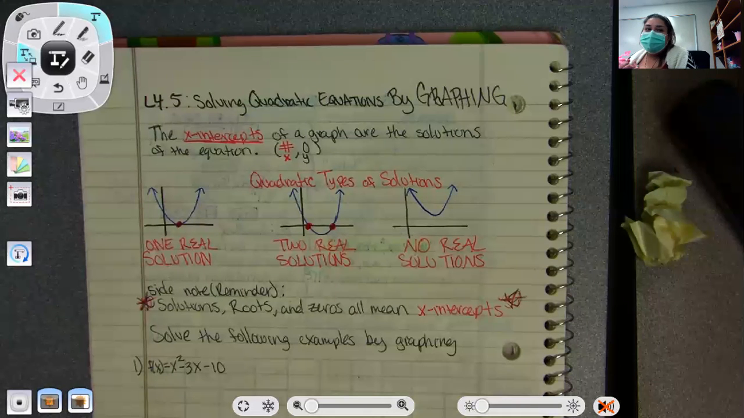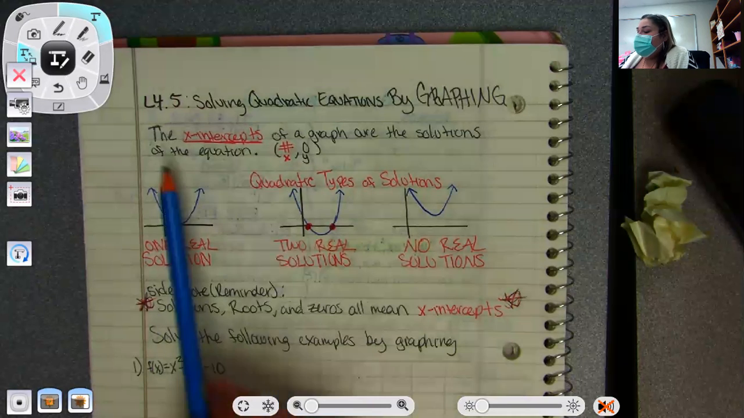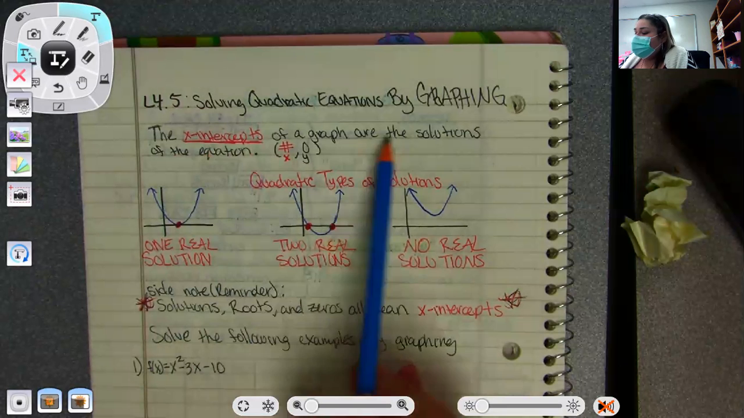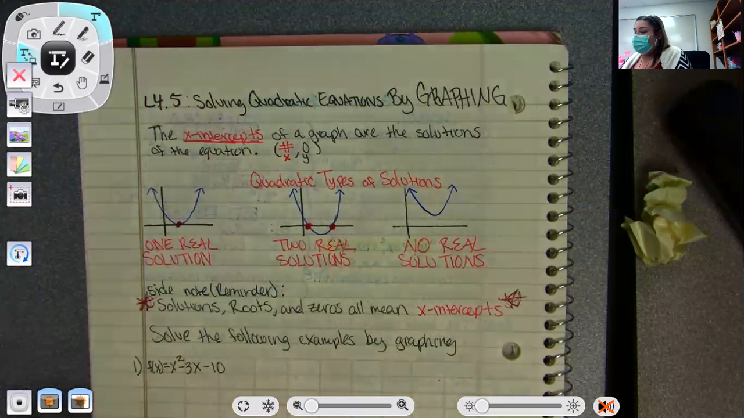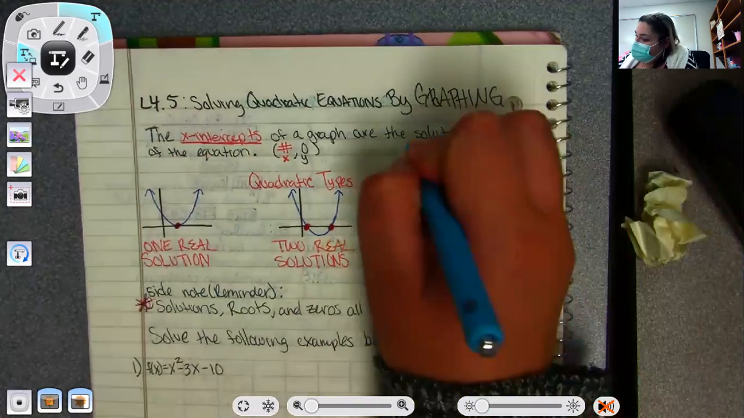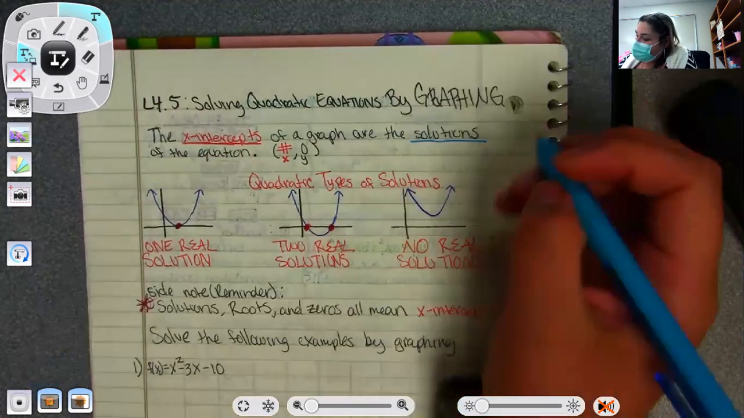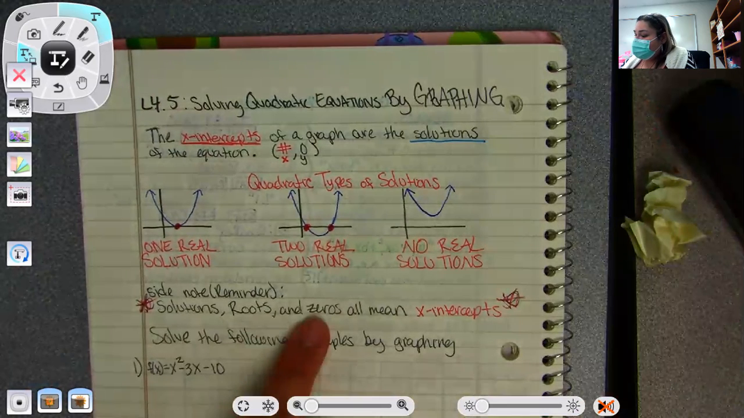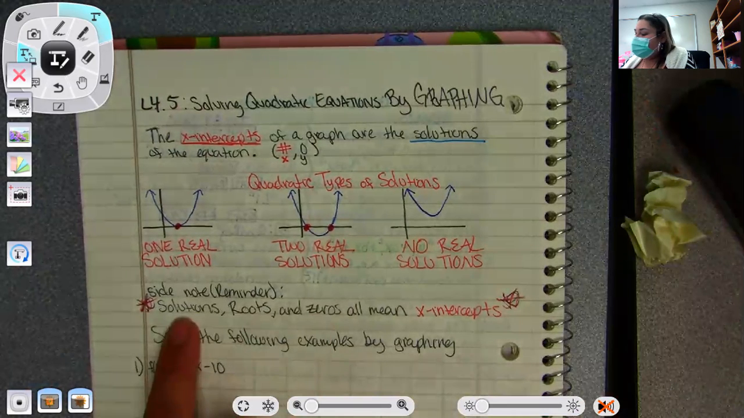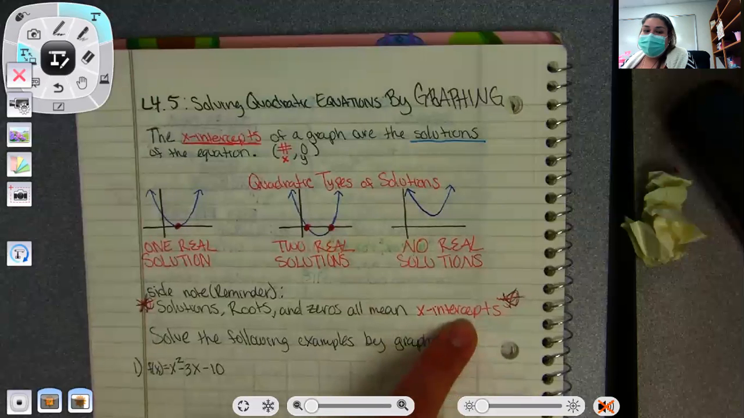Okay, so today's notes on our lesson 4.5, solving quadratic equations by graphing. Some review: the x-intercepts of a graph are the solutions of the equation, which we already know. So solutions means x-intercepts, which can also be called roots, zeros, and solutions. All of them mean x-intercepts, right?